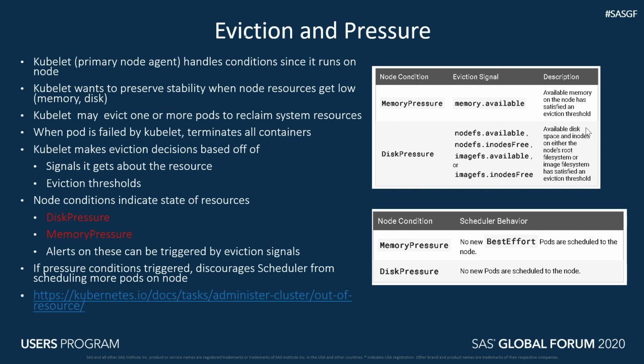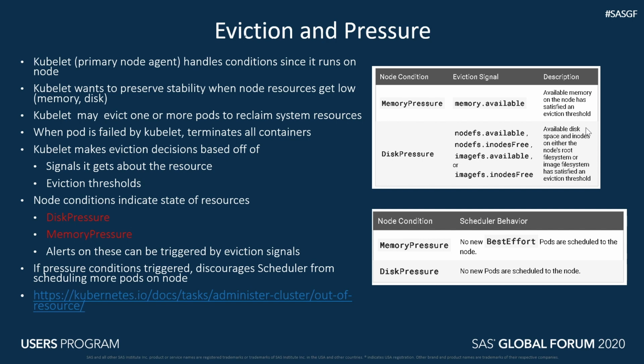When a pod is failed by the kubelet, it terminates all the containers running inside the pod, and the kubelet makes the eviction decisions based off of signals it gets about the resources and certain eviction thresholds. So node conditions indicate the state of the resources. You can sometimes get these conditions reported in the output about certain pods. If the node is running low on disk, you may get the disk pressure alert. If it's exceeding the memory requirements, you may have the memory pressure warning. Alerts on these can be triggered by eviction signals.